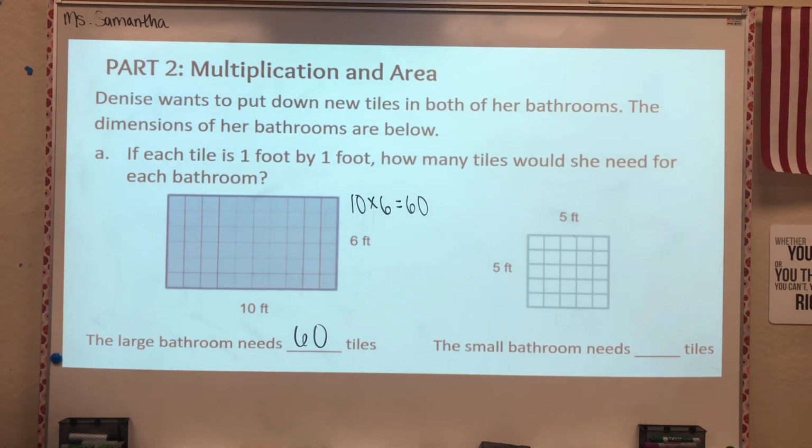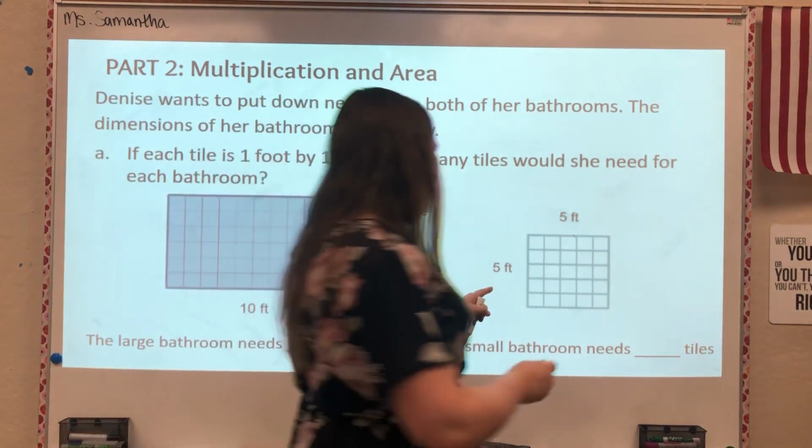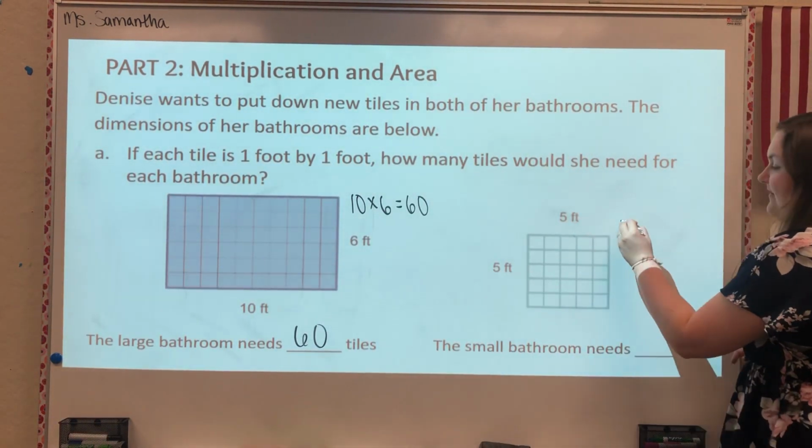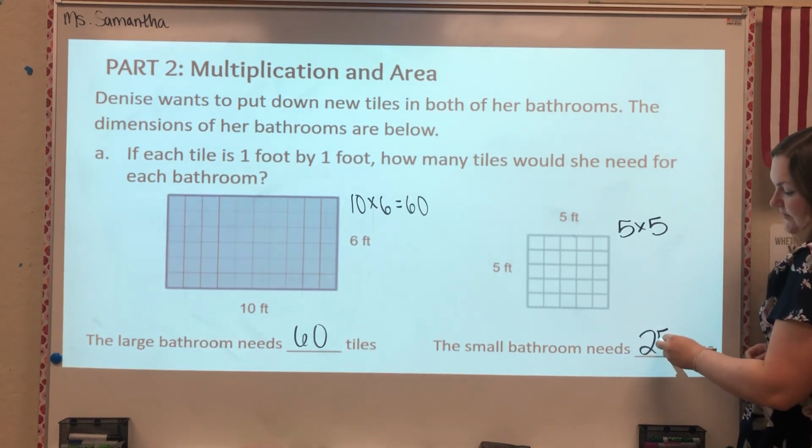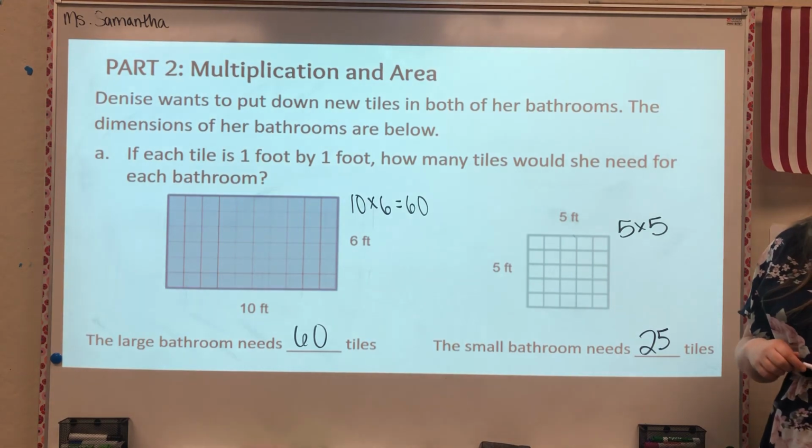The small bathroom needs how many tiles? Well, same idea. We've got 5 times 5. If we multiply, that will give us 25. We need 25 tiles.